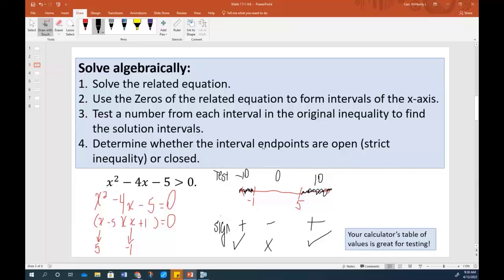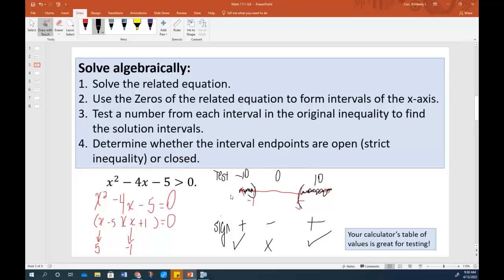But then we need to determine whether or not the interval endpoints are open or closed. They are open when it's a strict inequality. This one is a strict inequality. It doesn't say or equal to, so those will be open.